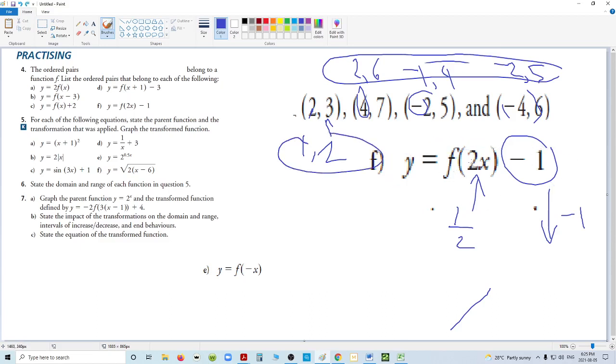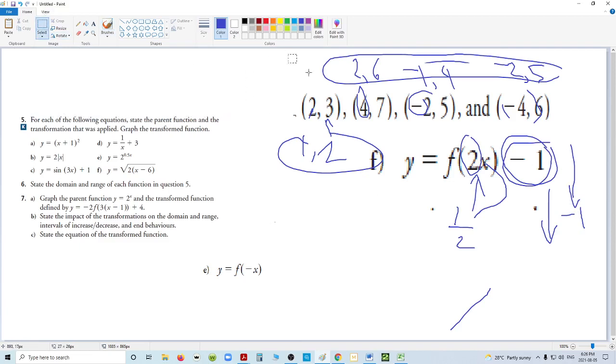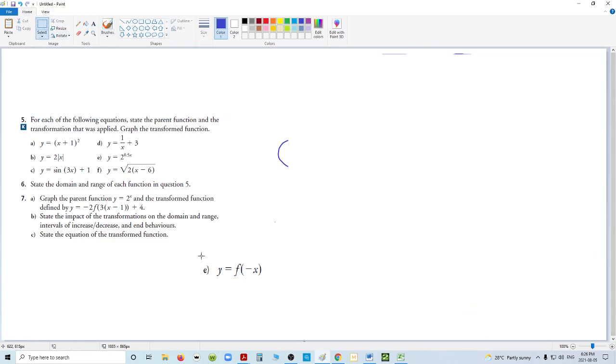So essentially everything got compressed horizontally by a half, and lowered. The entire graph got lowered, or translated downwards by 1, is how you put it in words. Pretty easy once you know the rules for those.